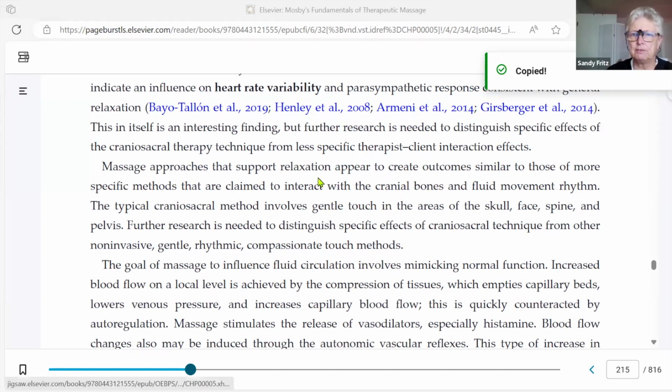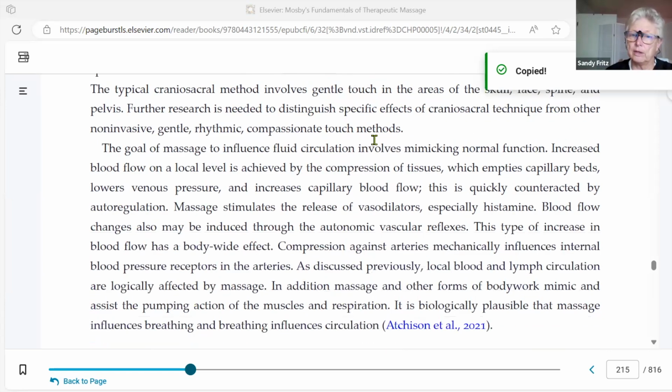You've got your blood fluid, you got your interstitial fluid, you've got your lymph fluid, you got fluid also inside the cells. So if we're going to talk about fluid movement, then we have to be aware of all the different fluids.